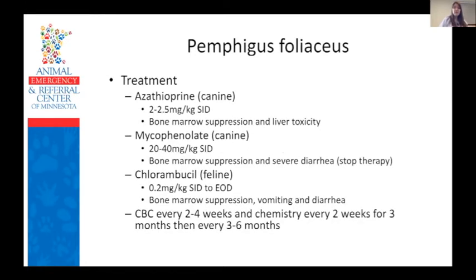Other adjunctive therapies. In the literature, you're going to read more about your cell cycle type treatments. So those are going to be your azathioprine, your mycophenolate, and your chlorambucil. Biggest side effect is going to be bone marrow for all of them. And then look at liver for azathioprine, diarrhea for mycophenolate, and then GI upset for chlorambucil. The first 2 do not go in cats normally, so chlorambucil is more of my cat one.